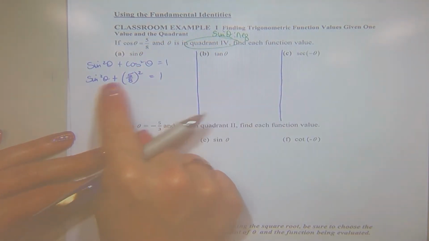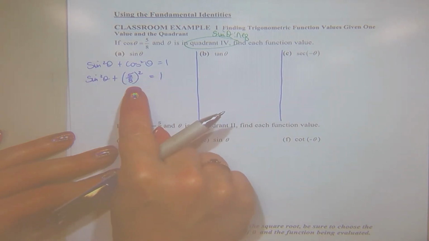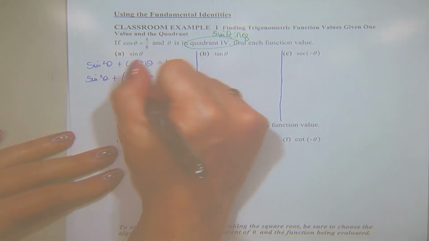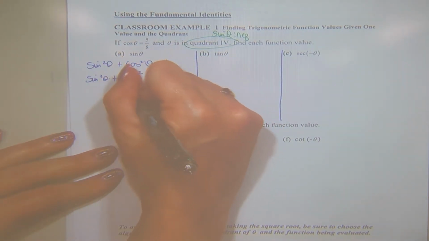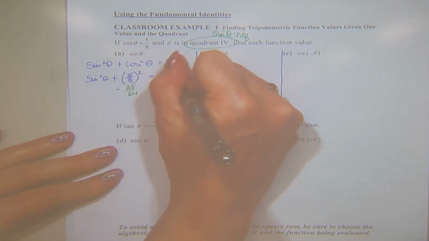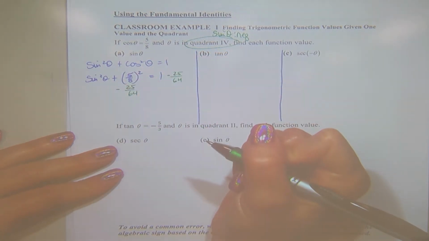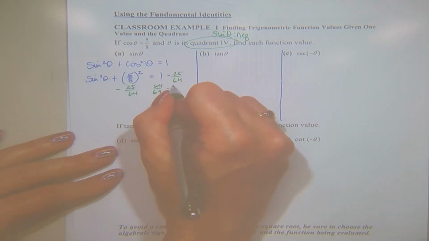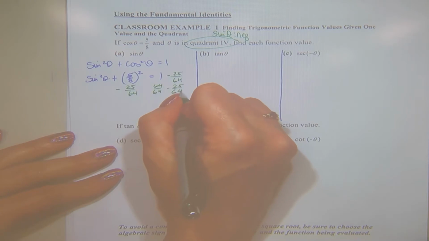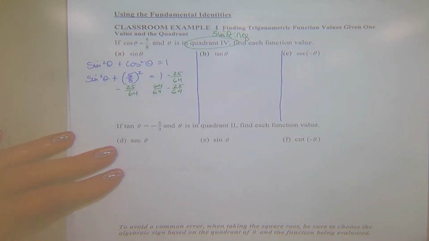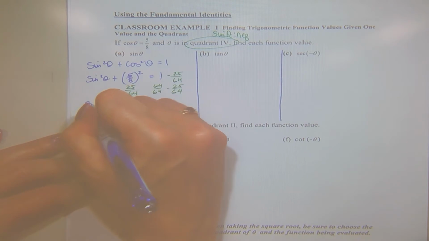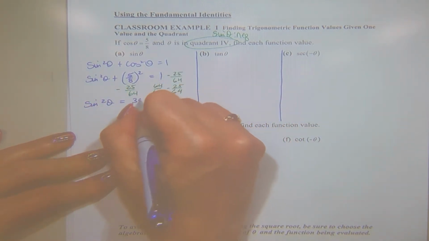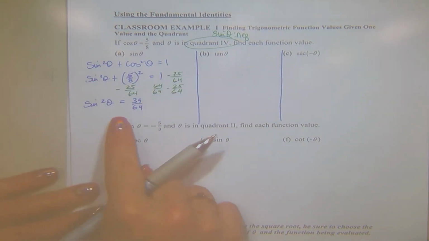I'm solving for sine. So I'm going to move this over. I need to square it, and I need to move it over. When I square it, it becomes 25/64. So I'm going to subtract 25/64 from both sides. Well, 1 is the same thing as 64/64, so I'm subtracting 25/64 from that. And what I'm left with is sine squared theta is equal to 39/64. Now, that's sine squared, not sine.